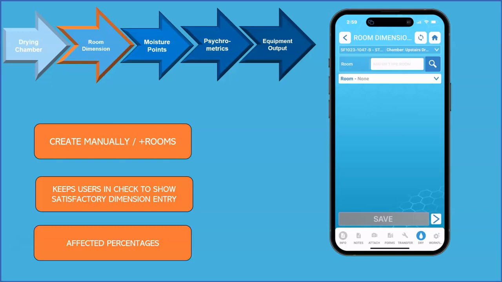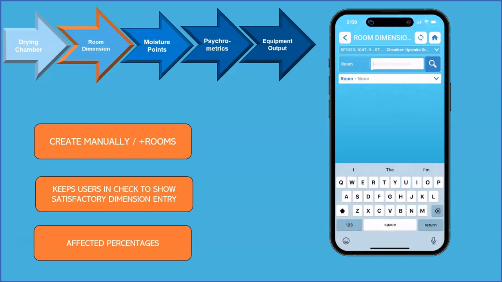Room dimensions can be created from either a manual addition or by adding a room within the Proven Jobs web system. I will review both options. To manually apply a room inside a chamber, I'm going to simply type in the room space beside room.